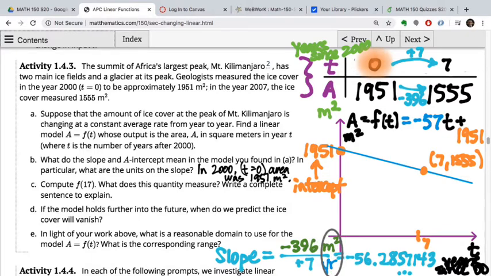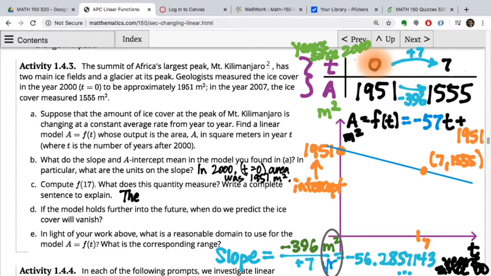So this is what I always recommend to people. The first thing to do in interpreting a slope is get your units right. Keep the units in your slope fraction, and it'll pop right out at you. So now that we have the units right, how do we write a sentence that tells me the meaning of the number negative 57? How would you describe that?